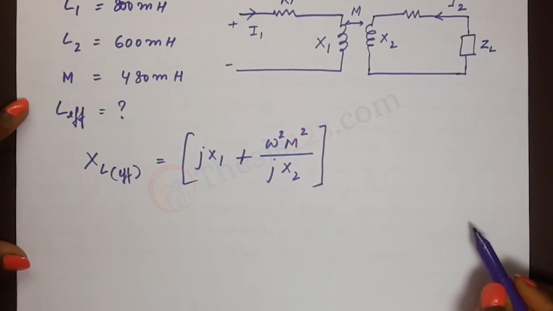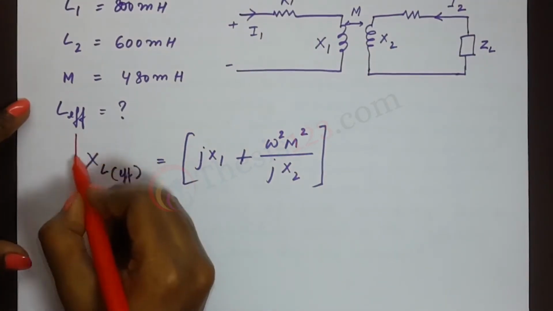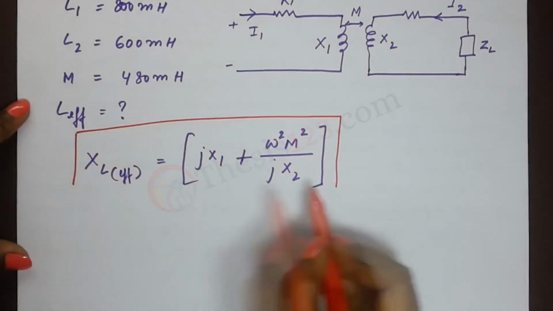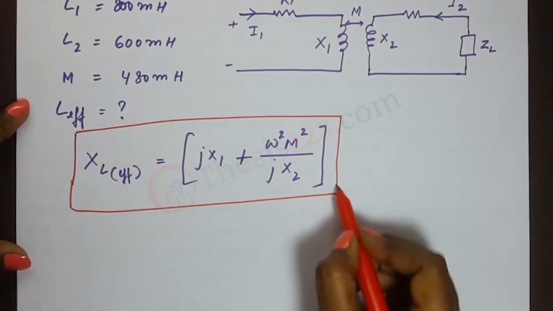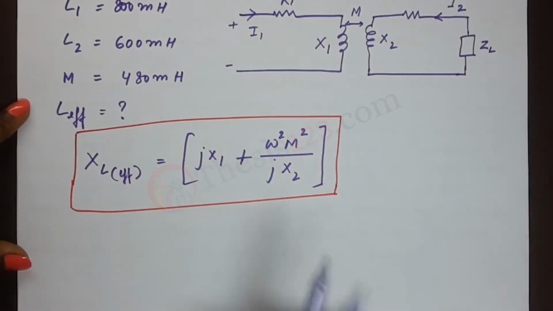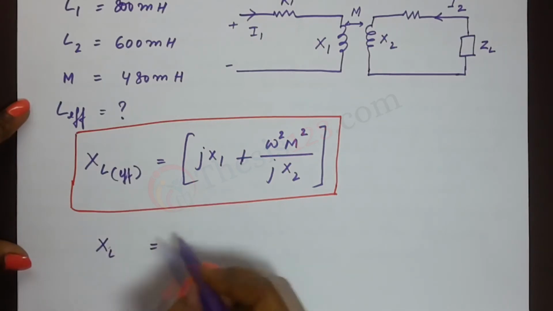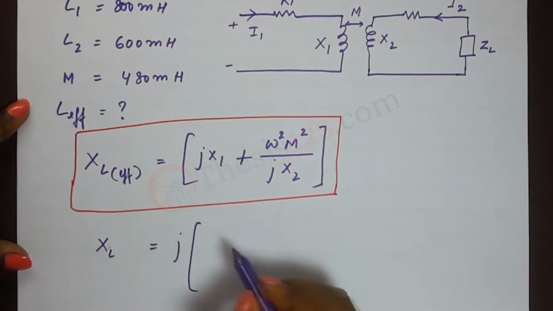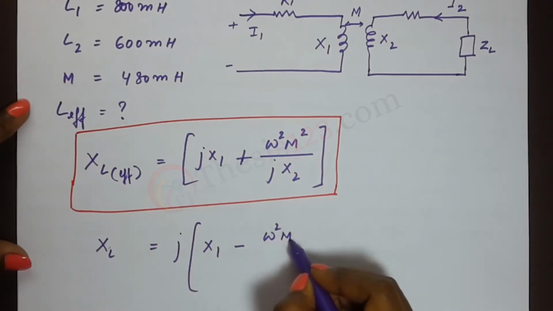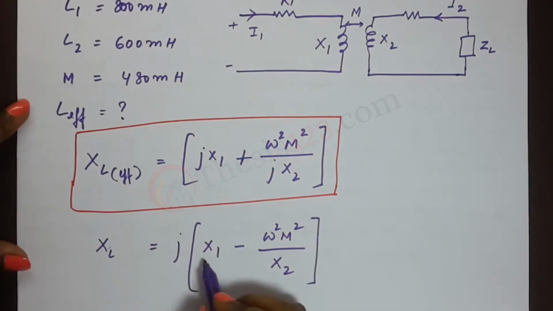So this is our expression. Let me just mark this since this is important. You can treat this as a basic formula. Okay, so let's take j out as a common term here. Now if we take j out, XL becomes j times X1 minus omega square M square divided by X2. Now let's calculate what the values of X1 and X2 are.